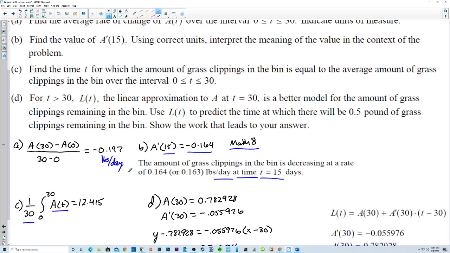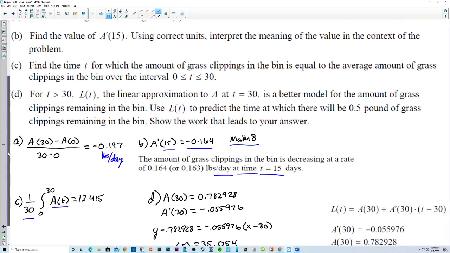Part D, for t greater than 30, L of t, the linear approximation. Linear approximation is really just finding the tangent line. That's all it is. The tangent line at t equals 30 is a better model for the amount of grass clippings remaining in the bin. Use L of t to predict the time at which there will be 0.5 pound of grass clippings remaining in the bin.